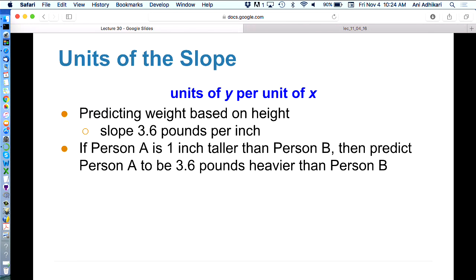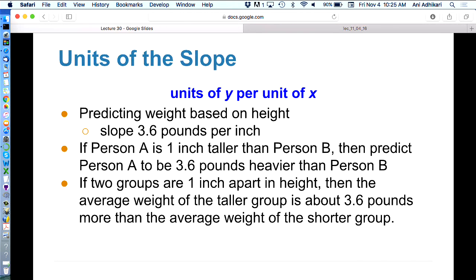Here is one way in which you can use it. You have two people. You're making predictions for both those people. So if person A is 1 inch taller, then your prediction is going to be higher, yes? Because correlation is positive. How much higher? About 3.6 pounds. Well, your prediction is going to be exactly 3.6 pounds higher. And then what we just observed is if you have two groups that are 1 inch apart in height, then the average of the second group you expect is going to be higher. How much higher? 3.6 pounds, roughly.